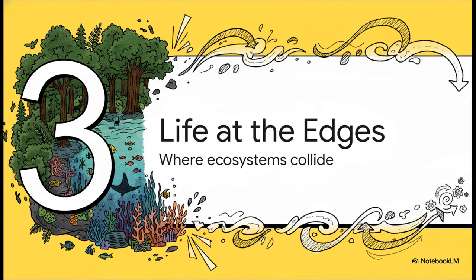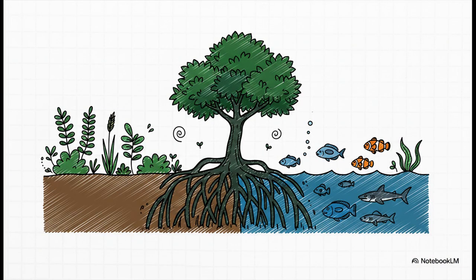That brings us to Section 3, Life at the Edges, where ecosystems collide. This collision creates something called an ecotone. An ecotone is basically the junction or the zone of tension between two or more diverse ecosystems. A really great example is a mangrove forest, which sits right smack at the collision point between a terrestrial ecosystem and a marine ecosystem. Another one would be a riverbank, sitting right there between the water and the land.